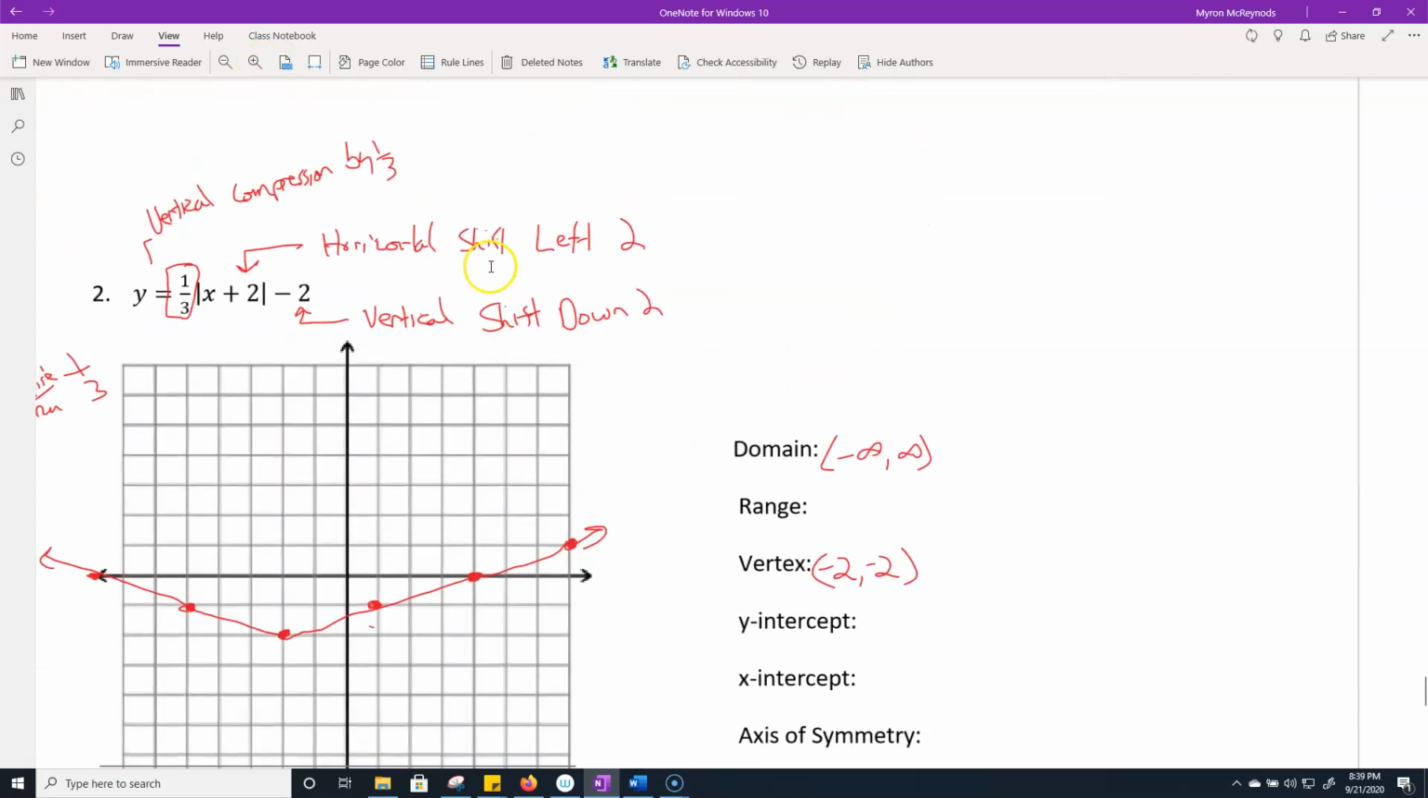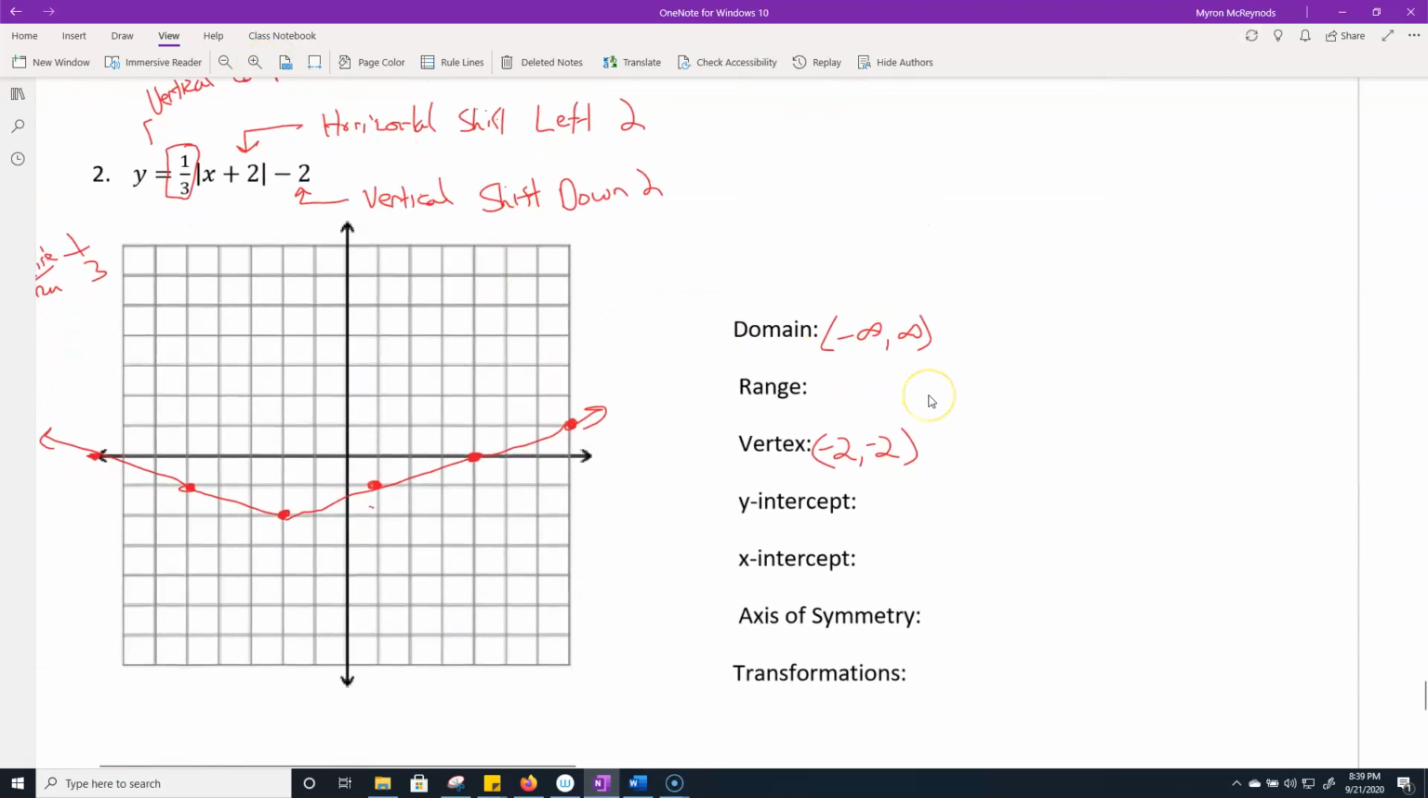Let's zoom in a little bit. -infinity to infinity. My range is going to be, remember, the lowest and the highest. Low and high. Now this time, my lowest point is right here at the vertex. So that means my vertex is a minimum, since the lowest point on this graph is the vertex. And so the lowest point is at -2.